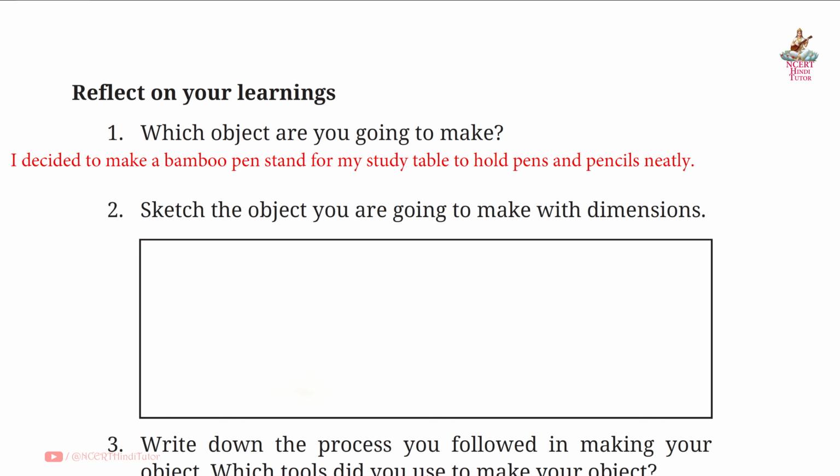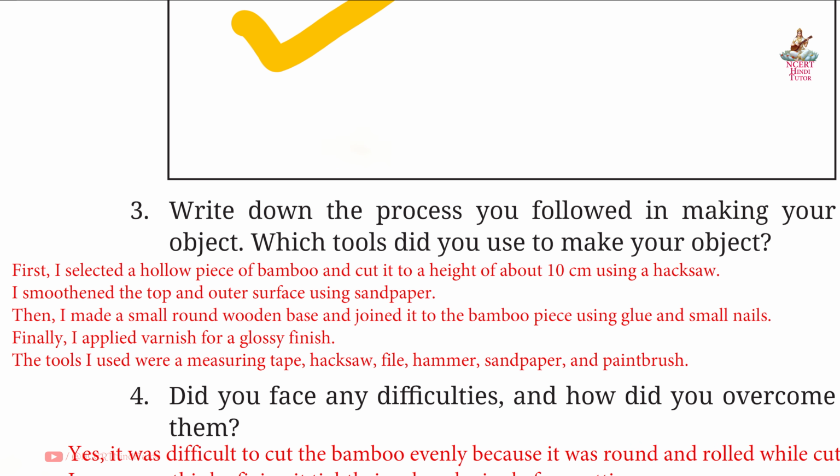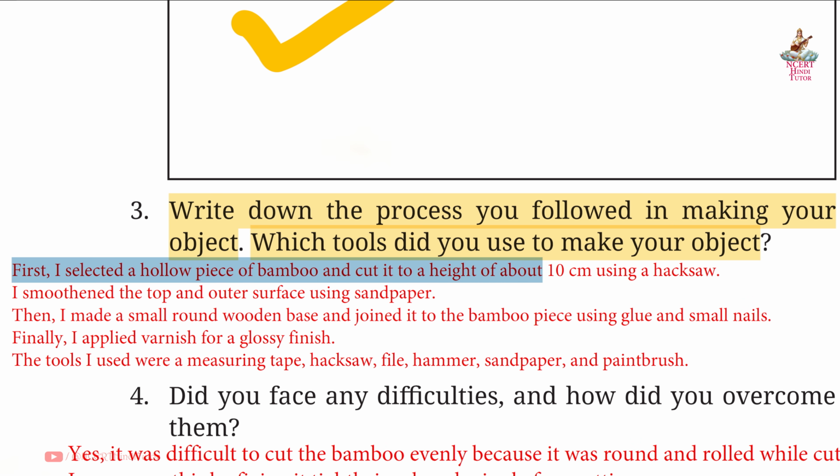Page 79, question 1. Which object are you going to make? Answer: I decided to make a bamboo pen stand for my study table to hold pens and pencils neatly. So friends, you have to draw this sketch here. Question 3. Write down the process you followed in making your object. Which tools did you use to make your object? Answer: First, I selected a hollow piece of bamboo and cut it to a height of about 10 cm using a hacksaw.